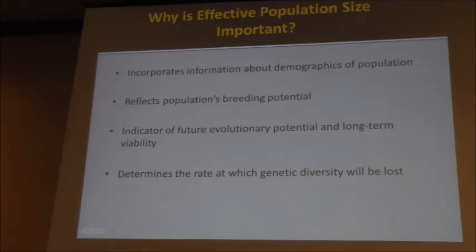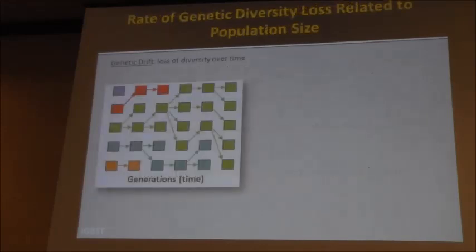It essentially helps us understand the population's breeding potential. Effective population size is a good indicator of future evolutionary potential and long-term viability. And it helps us determine at what rate genetic diversity might be lost in the future. And that relates to a concept called genetic drift. And this is as much technical detail as I'm going to provide before we switch to the graphs. So bear with me here.